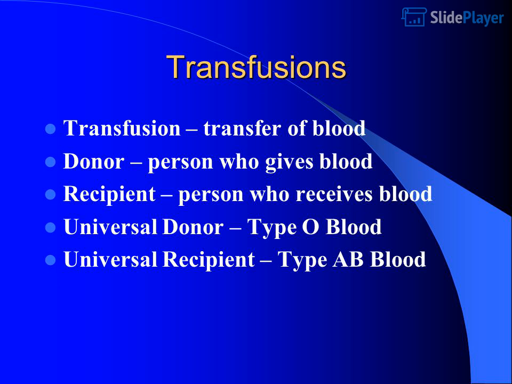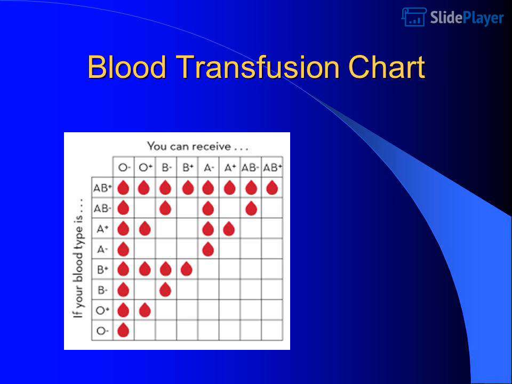Transfusions: transfusion, transfer of blood. Donor: person who gives blood. Recipient: person who receives blood. Universal donor, type O blood. Universal recipient, type AB blood. Blood transfusion chart.